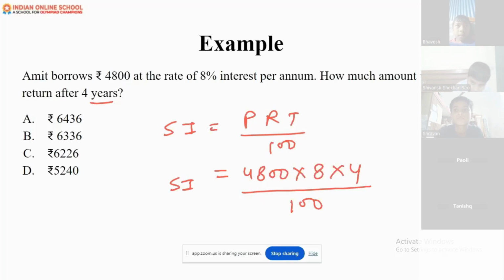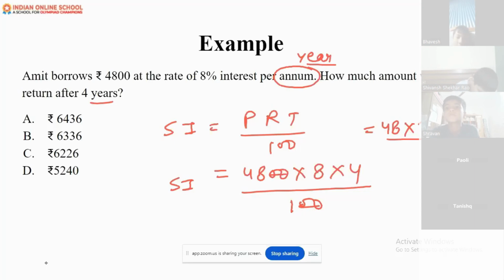Ma'am, I did. It's option B. Okay, check everyone. Is this correct? Ma'am, what is the meaning of annum? Annum, yes, correct. Annum means year. So it is how much? Okay, done everyone? Yes, ma'am.